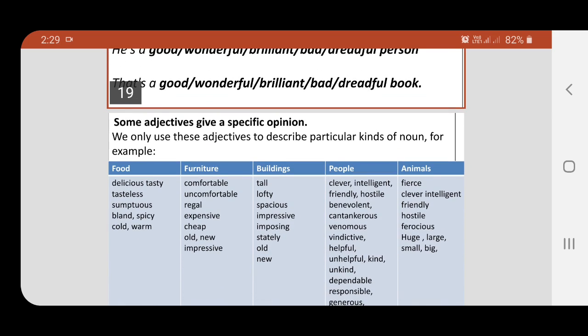We use these adjectives only to describe particular kinds of noun. For example, we have various food items. We say some of the food items are delicious, tasty, and some of the food items are tasteless, sumptuous, bland, spicy, cold, warm. So these are some of the adjectives which are used to describe the quality of the food.